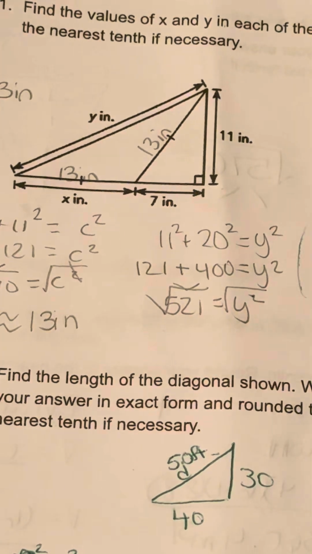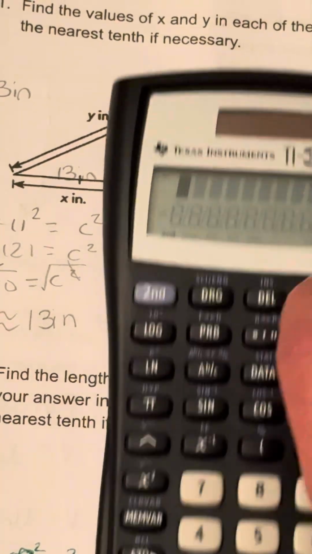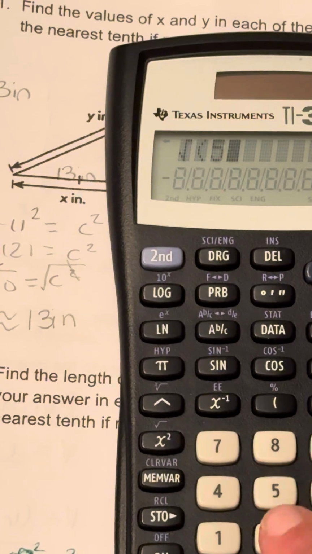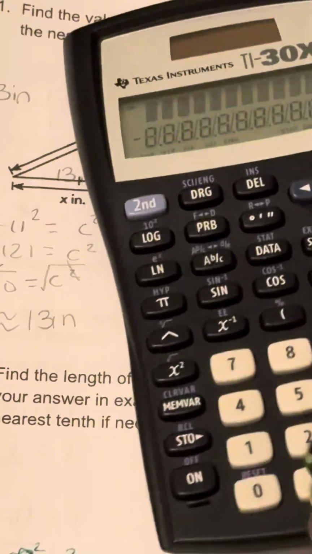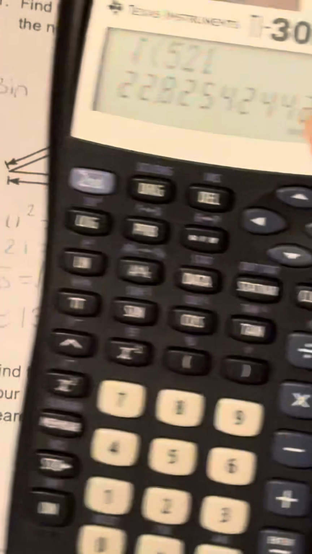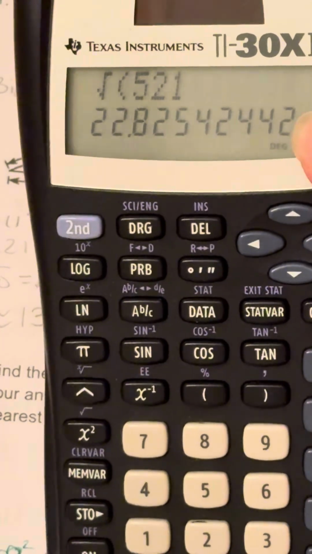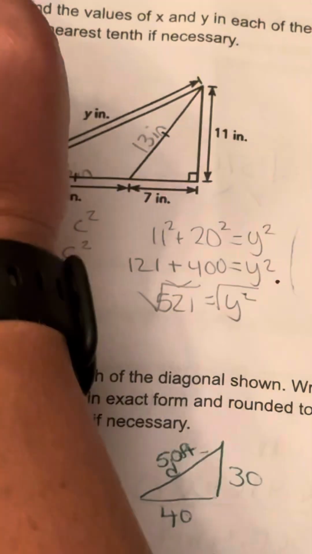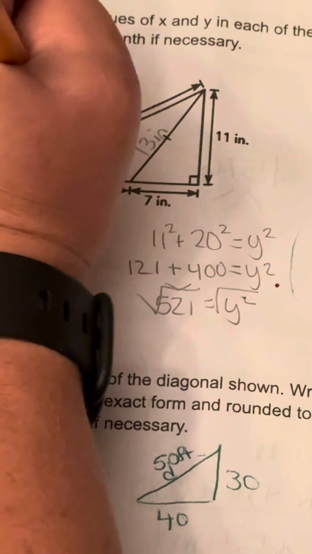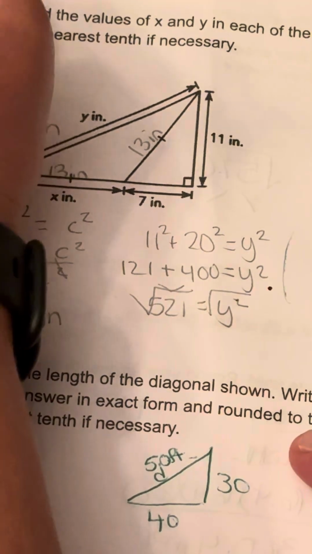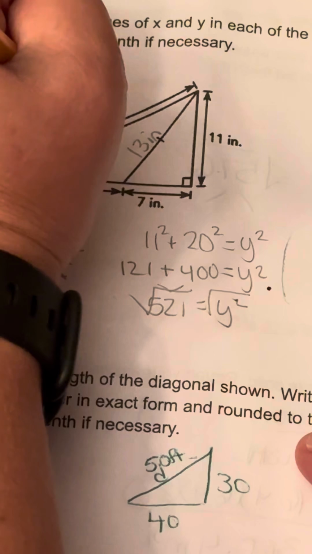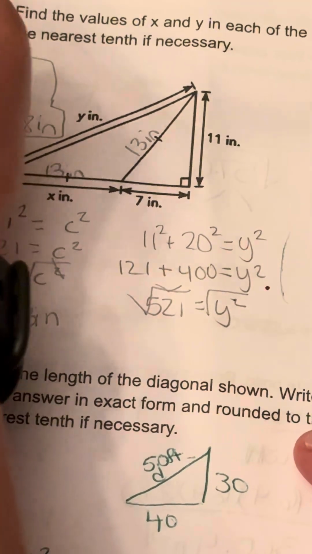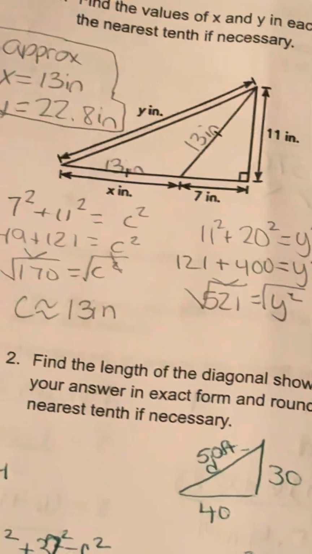And then all I have to do is do that square root again to get y by itself. You're just going to do the second button, x squared. You're going to type in 521, and then you get your answer. And as you can see, 22.82. So rounding to the nearest tenth will be 22.8. So my y value on this one is 22.8 inches approximately. These are both approximately, so I'm just going to write that there. And that is how we solve for both x and y in this problem.